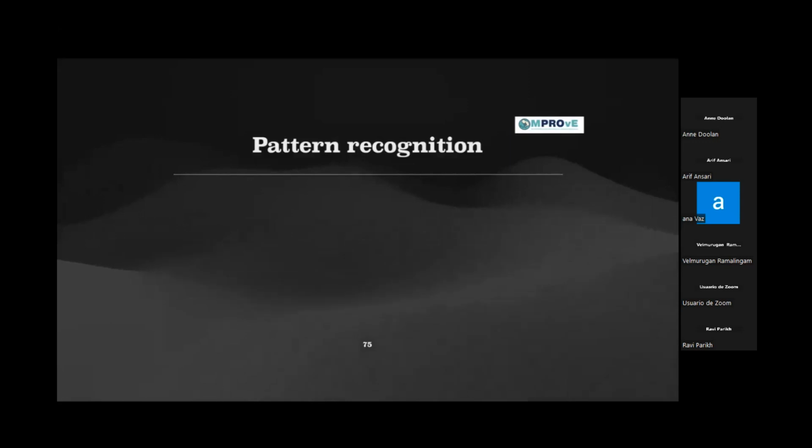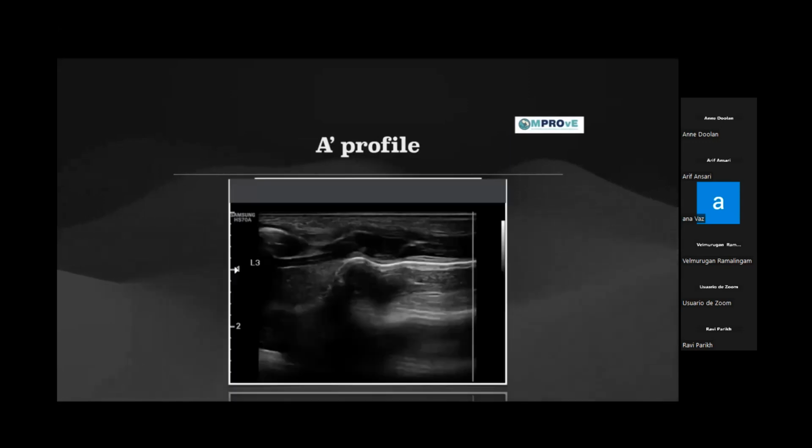Pattern recognition. So far we have talked about all the signs. So let's recognize the patterns now. You can see this is an A prime profile. So there is an A profile and there is an A prime profile. So what's the difference between the A profile and the A prime profile? The absence of B lines or the comet tail artifacts.